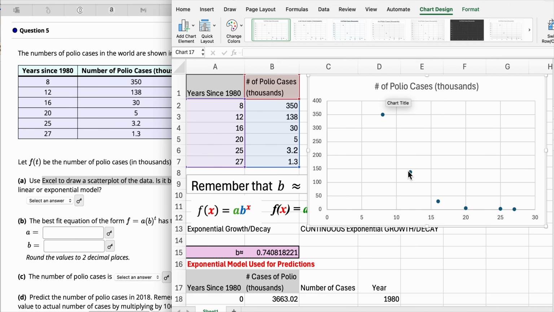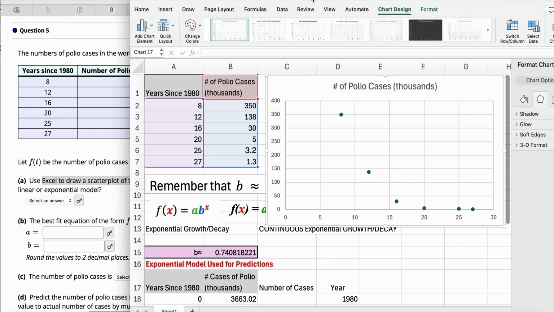And it's concave up. It also doesn't go through the horizontal axis. I don't have an x-intercept or a horizontal intercept. I would never have negative cases of polio, right? So it's going to end up being, this is an asymptote on the right-hand side. So all those things are telling me that it is more exponential than linear.